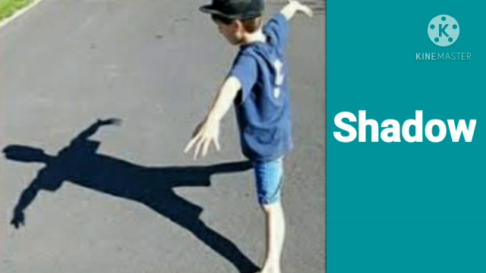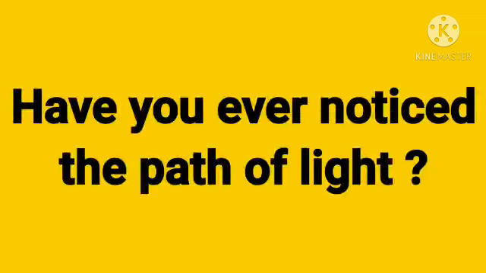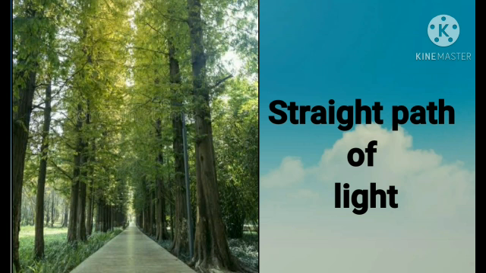We have seen that a shadow is formed when an object blocks the path of light. But students, have you ever noticed the path of light? In which direction is it? Yes, the path of light forms in a straight line on the object. It means that sunlight falls on the object in a straight direction.